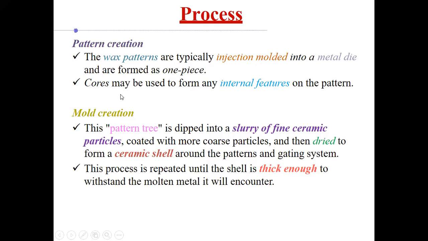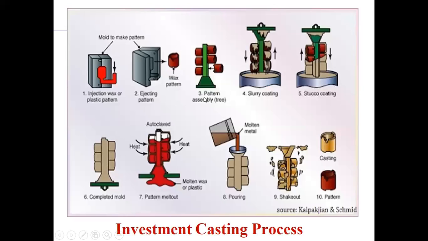We'll see, or should I show you. You see, injection wax or a plastic pattern, right? This is the mold to make that pattern. Injection molding, as we were talking about, right? So you'll fill this wax from here, and based on the shape of the die, this wax pattern will be created. You see the wax pattern, ejecting the pattern, the wax pattern is done.